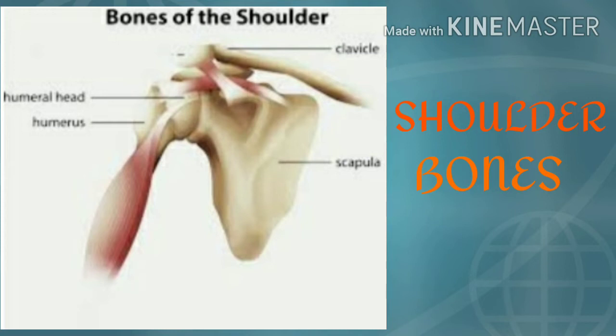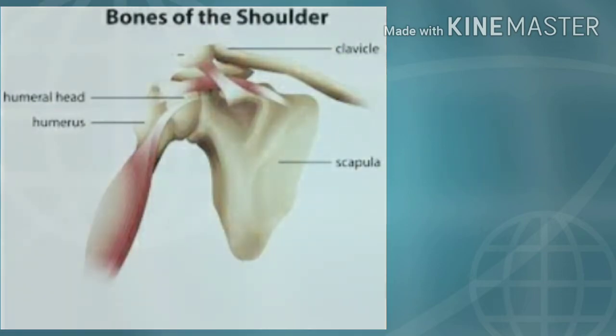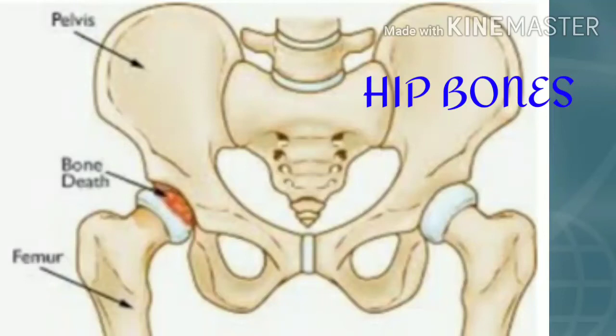The shoulder blade is a large and flat triangular bone. The shoulder blade is attached to the backbone by muscles that allow the free movement of the shoulder. Each shoulder blade has a cup-shaped socket. The upper arm fits to the socket of the shoulder blade, forming a ball and socket joint. So let's move to the next topic. Our next topic is hip bones.